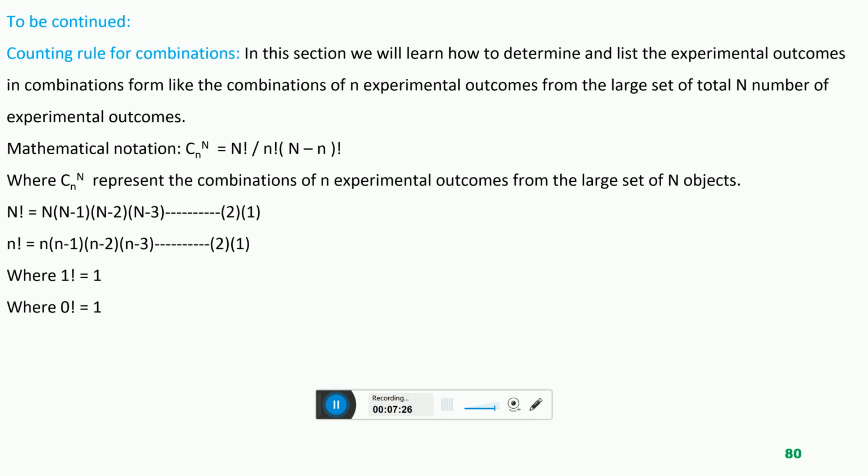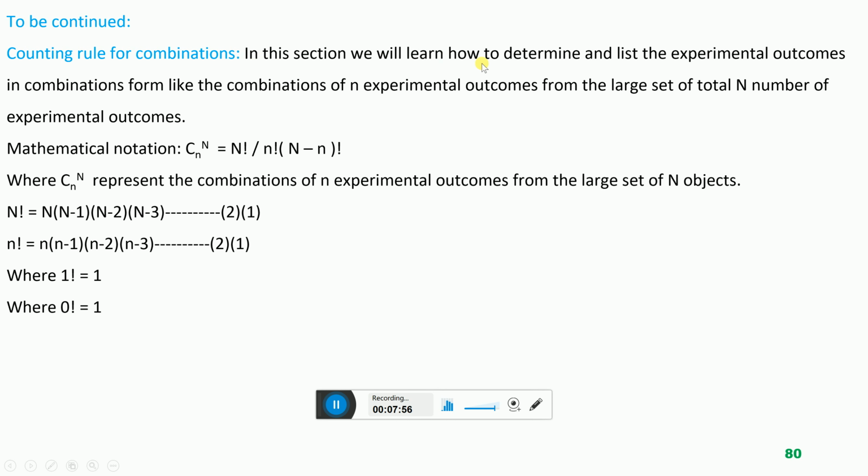Again, the objective is the same: what are the total possible number of outcomes, but the outcomes must be in group-of-items form, in combinations form. We will choose a subset n of items from the large set of N items. Let me read this theory.